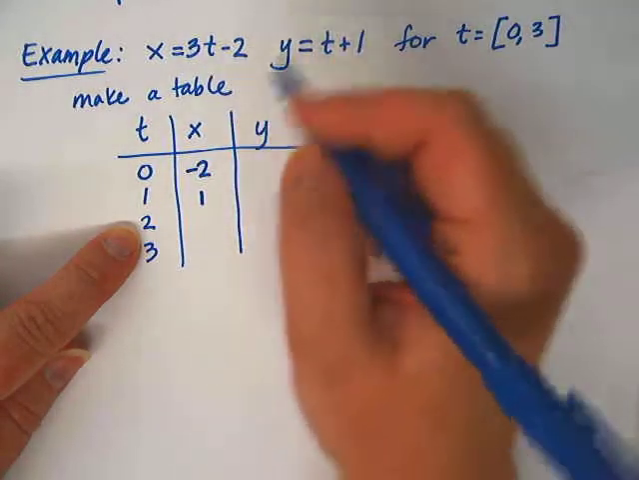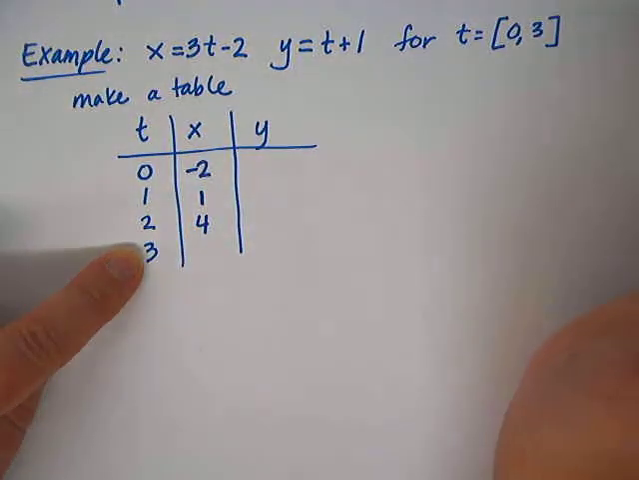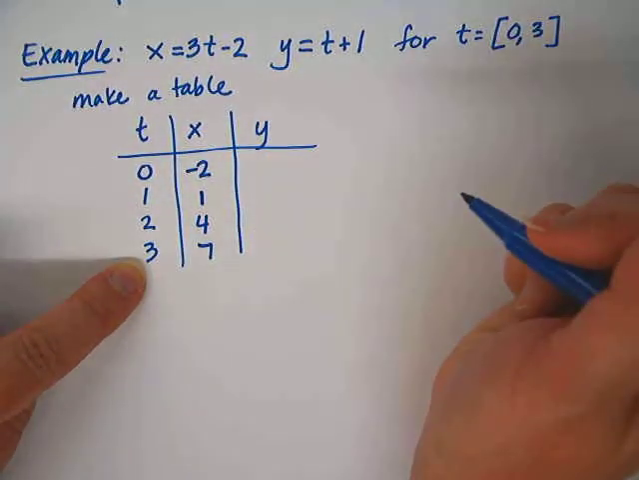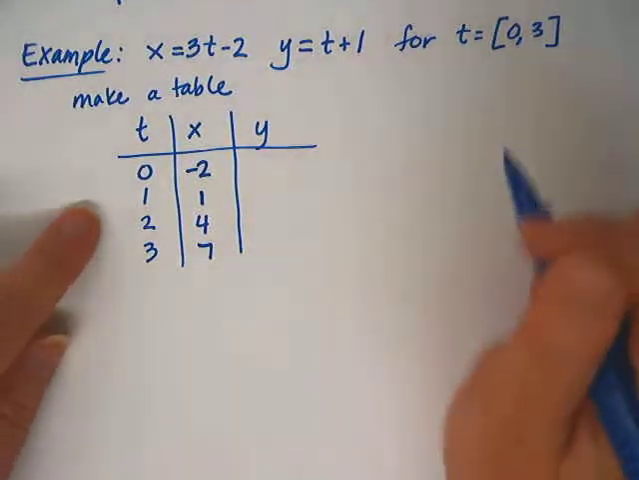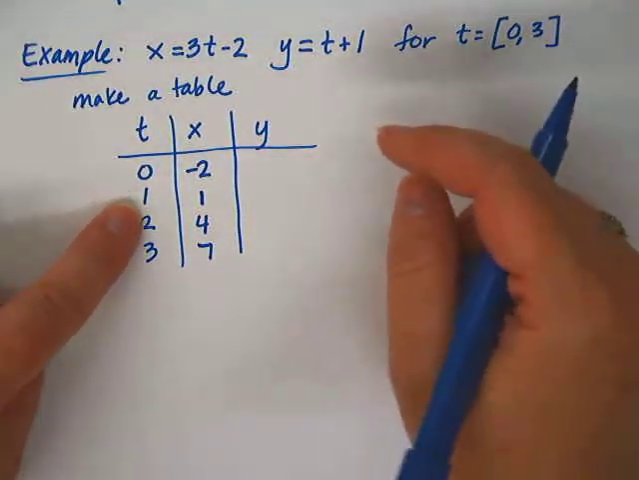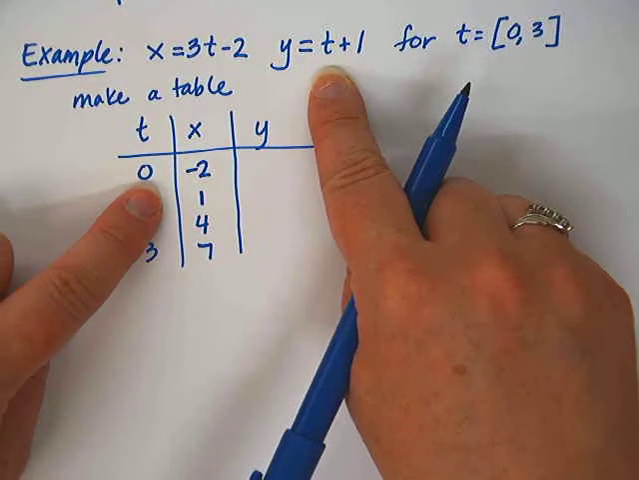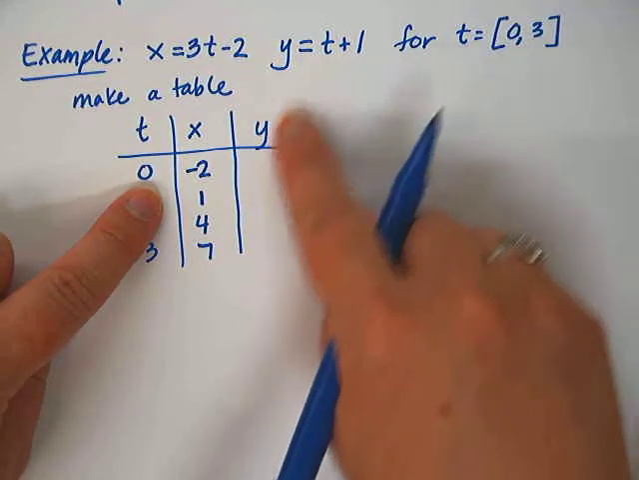3 times t is 3 minus 2 is 1. Good job. Bryce? So 2 times 3 is 6 minus 2 is 4. Good. Let's see. Kyle? 9 or 7. Good. 3 times 3 is 9 minus 2 is 7. Good. So there's the x values.